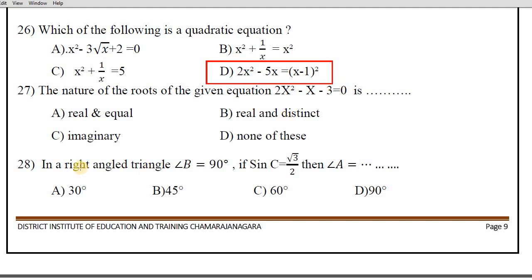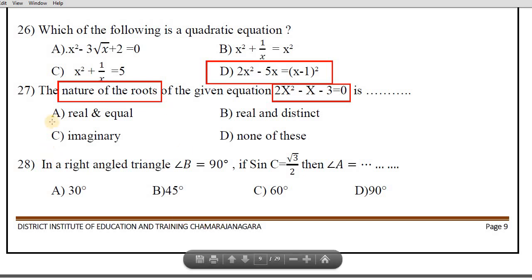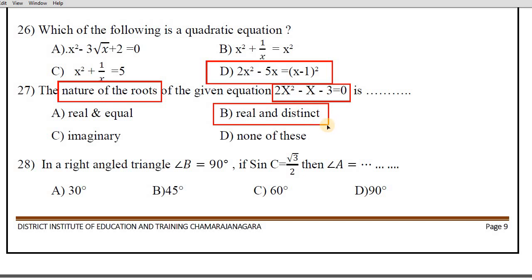So next let us see question number 27, children. The nature of roots of the given equation 2x square minus x minus 3 equals to 0 is. What we wanted to write? Nature of the roots. The nature of the roots is given by the discriminant. The discriminant formula is b square minus 4ac. Substitute the values in that, children. That gives the exact answer: real and distinct. Option B is right for this question.